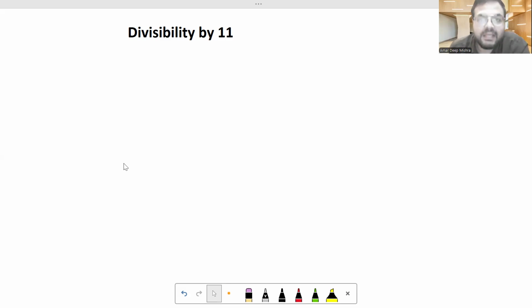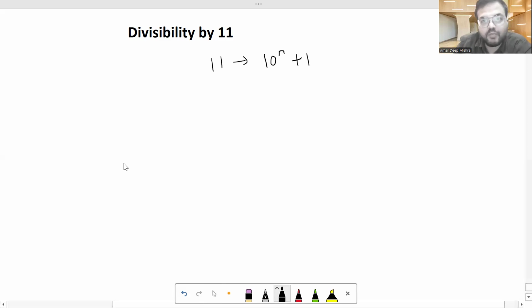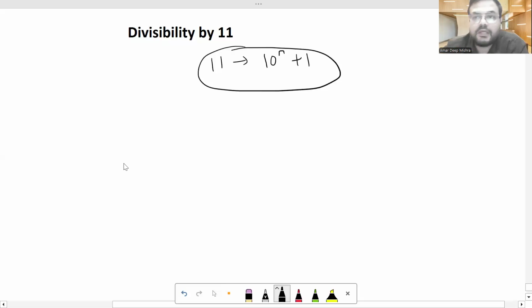So divisibility by 11. First of all, let's look at the format of 11. 11 is the format of 10 to the power n plus 1. So whatever numbers have the format of 10 to the power n plus 1, for those types of numbers, we have a rule. The rule says, depending upon the value of n, this n could be any natural number. This n could be 1, 2, 3, any natural number.